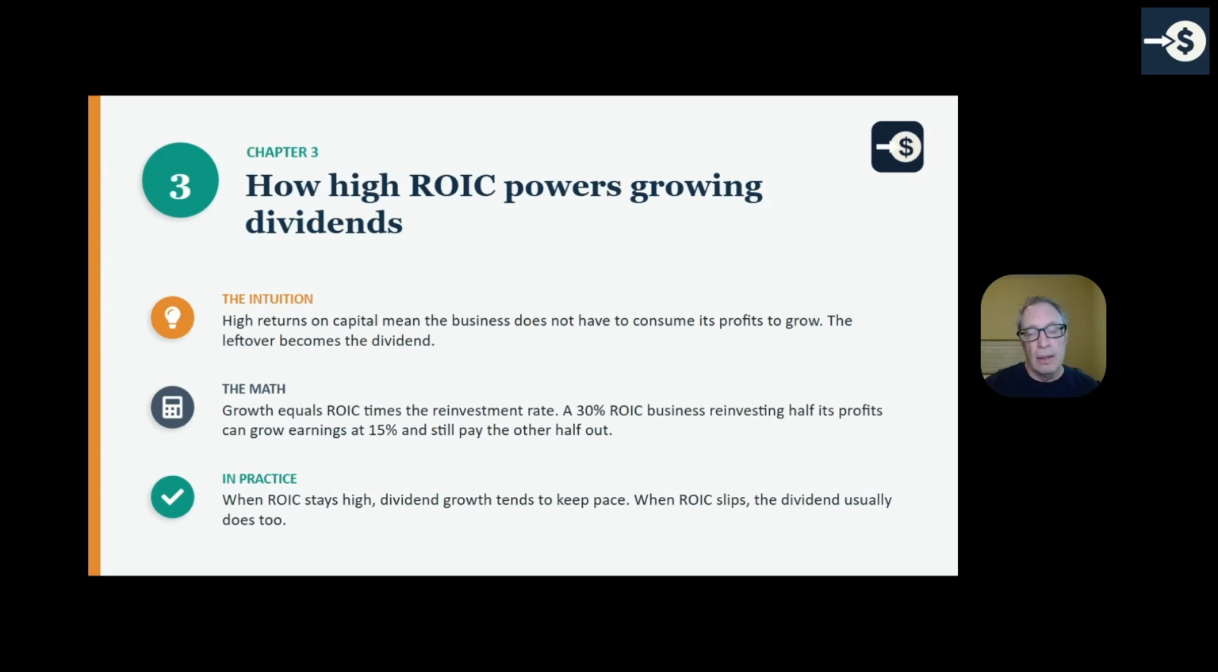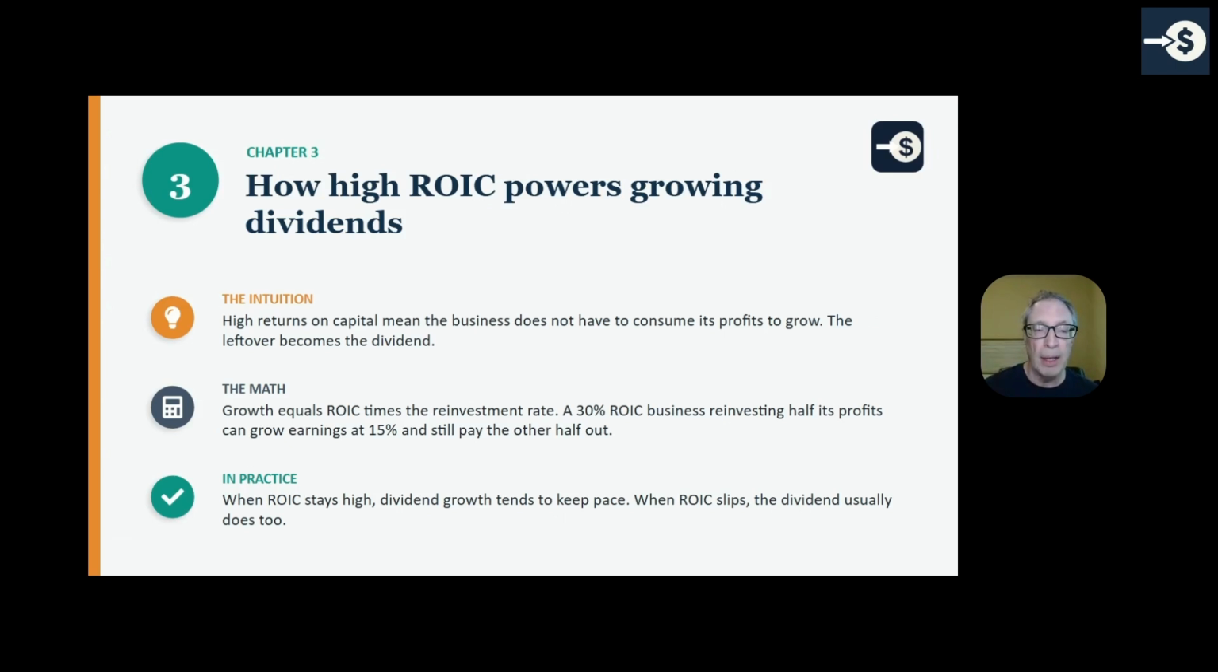All right. You're probably asking, okay, we've talked a lot about the theory and all those kinds of things. How does high ROIC power a growing dividend? Here's the simple math that most income investors miss. The maximum a business can grow without borrowing is its return on invested capital times the share of profits it reinvests.